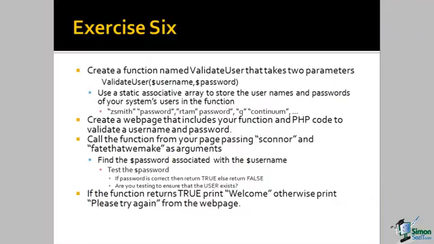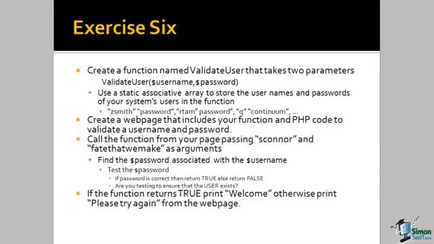Now it's your turn. In this exercise, we'd like you to create a function called validateUser. That function is going to take 2 parameters, and it should look like this. validateUser takes a username and a password as parameters to the function. Then use a static associative array within the function definition to store a set of usernames and passwords. I've given you here a few samples of usernames and passwords that you could use. You're going to need obviously to add to it.